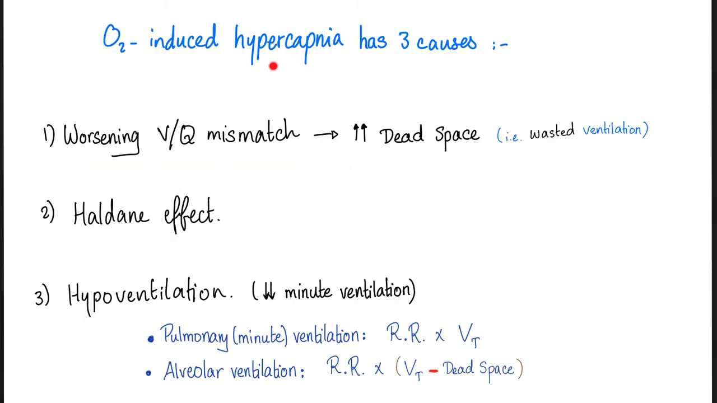Let's talk about hypoventilation, shall we? Yes, hypoventilation decreases minute ventilation. What is minute ventilation? Minute ventilation is the same thing as pulmonary ventilation, which is basically respiratory rate times the tidal volume. That's it. Thank you so much. But alveolar ventilation is different. Alveolar ventilation is respiratory rate times the tidal volume minus the dead space.